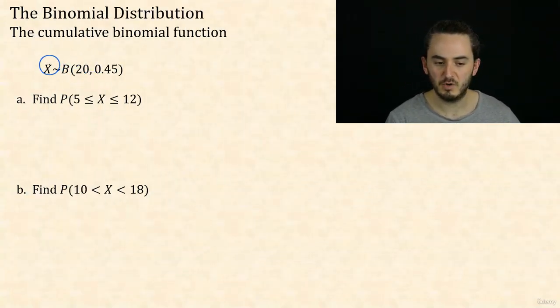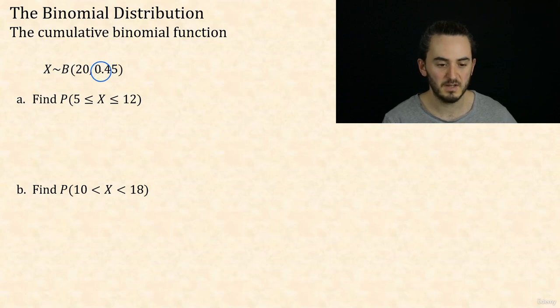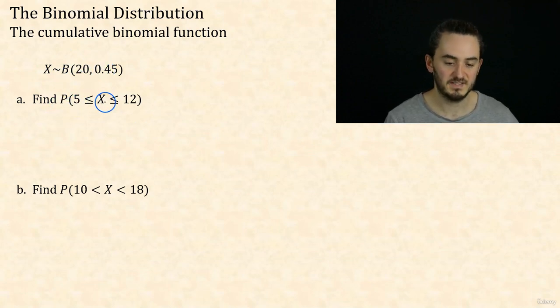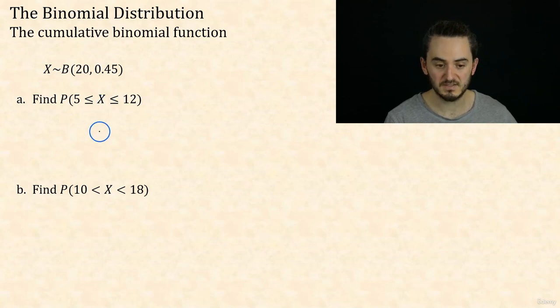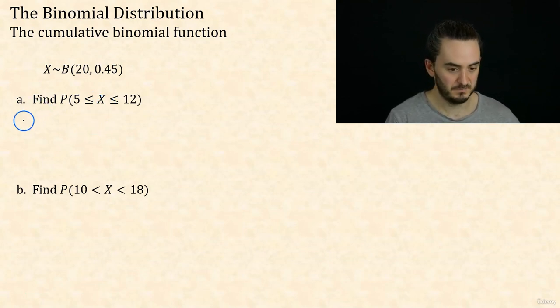All right, so have a look here. In this case, we've got binomial distribution, 20 trials, probability 0.45. And it says find the probability that 5 is less than or equal to x is less than or equal to 12, which means that x is between 5 and 12 inclusive.